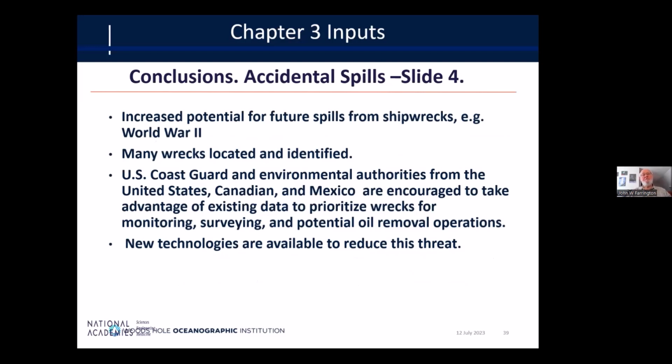We also know that there's an increased potential for future spills from shipwrecks from World War II. Many shipwrecks are located and identified. We have a figure in the report of this around the North American continent. There are quite a few. The U.S. Coast Guard and environmental authorities for the United States, Canada, and Mexico are encouraged to take advantage of existing data to prioritize RECs for monitoring, surveying, and potential oil removal operations. And speaking of the monitoring, surveying, and potential oil removal operations, new technologies are available for all of this to reduce the threat.